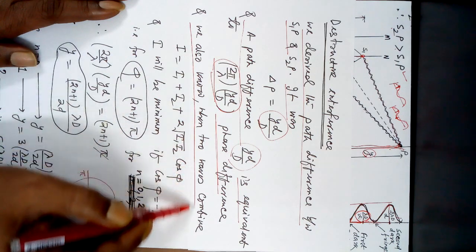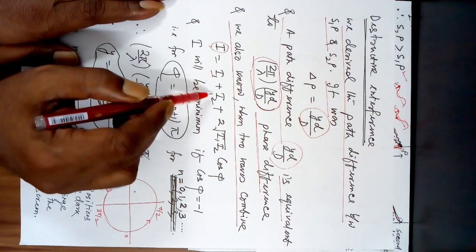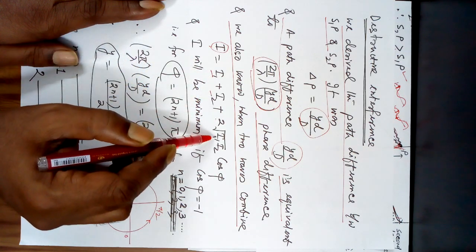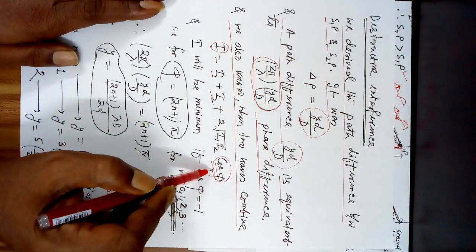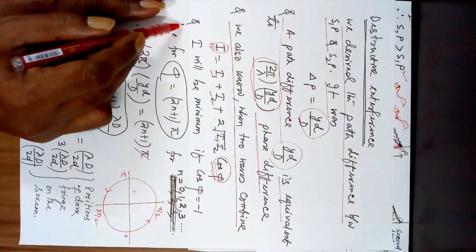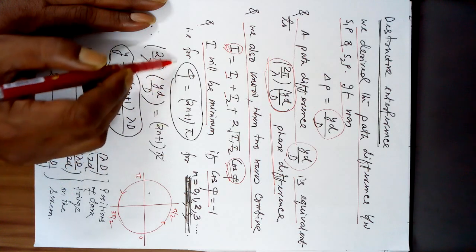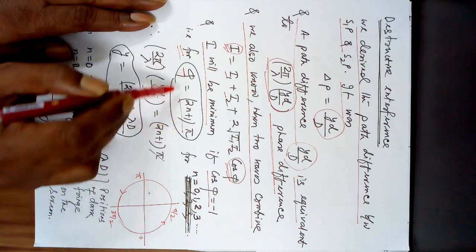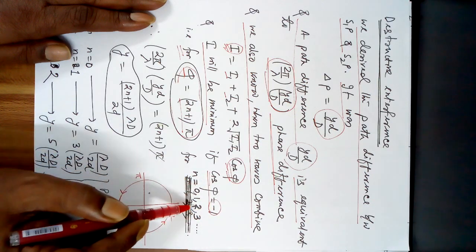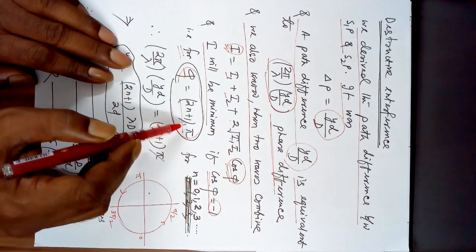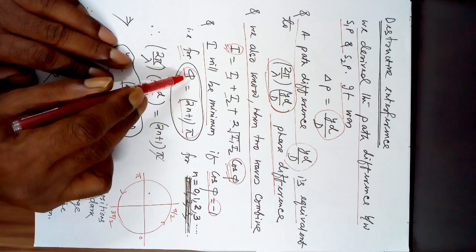And we also know when two waves combine, the resultant intensity is given by the intensity of the first one plus the intensity of the second one, plus 2 times the square root of the product of the intensities times cos phi. Now, if this thing is minimum, then this I will be minimum, and I will be minimum if cos phi is minus 1. That is, for phi is equal to this. Look, under this condition, your cos phi will be minus 1 for n is equal to 0, 1, 2, 3. Let us check. For n is equal to 0, this becomes 1 into pi. So phi is equal to pi.